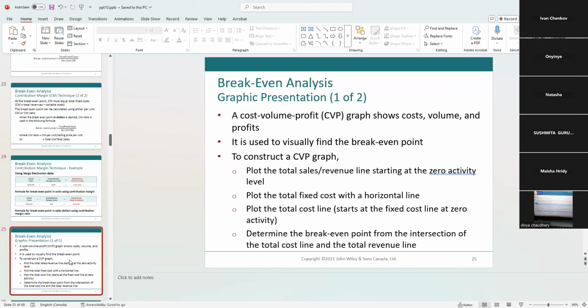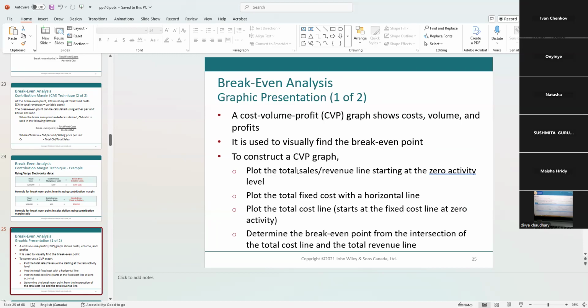And now let's go with the graph explanation. The last method is the graph. On the graph, we're going to have one line for the sales, one line for the cost, and then we're going to have volume. Those are the 3 dimensions. We're going to have volume, cost, and profit.